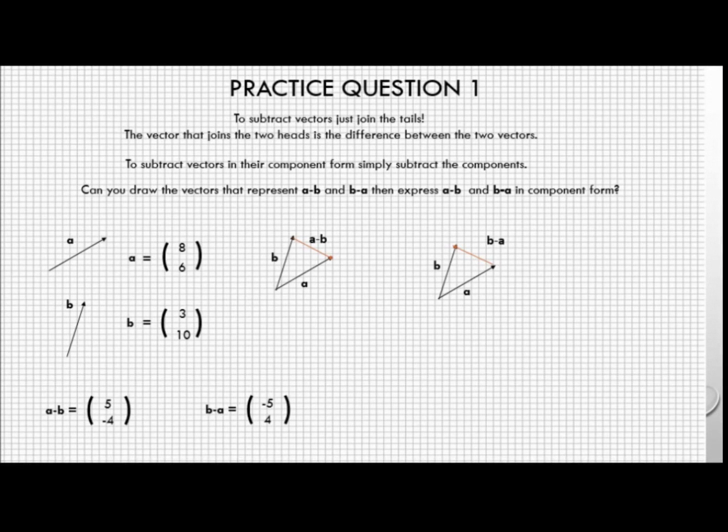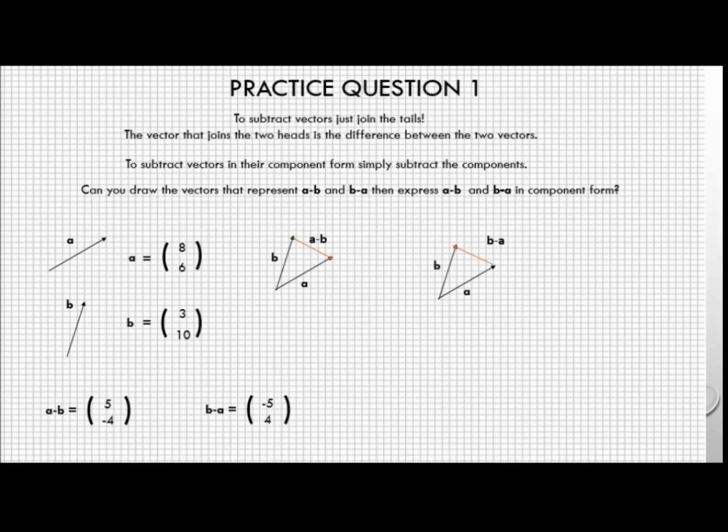Okay, well, how did you get on with that? Okay, so to do A minus B, all we do is join the two vectors up at the tails, and then for A minus B, we're starting at the tip of vector B and drawing an arrow to the tip of vector A. And for B minus A, it's the same thing. The two vectors are joined at the tails, and this time we're drawing the vector from the tip of vector A going to the tip of vector B.